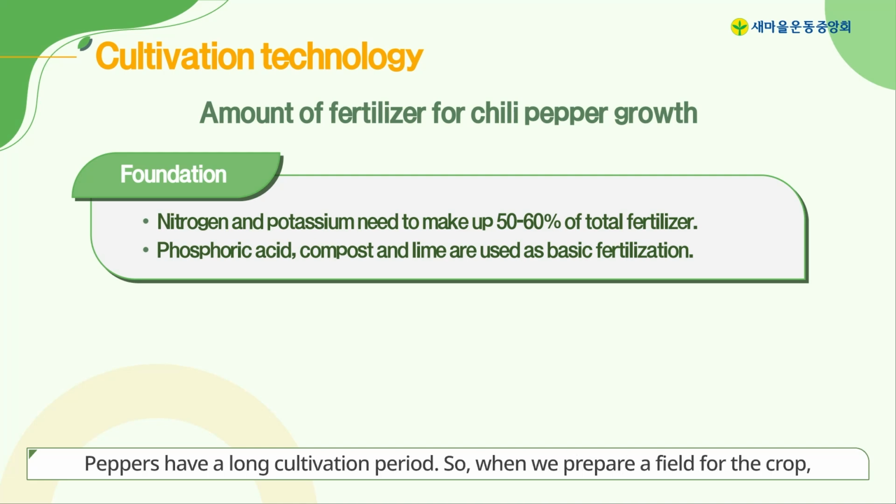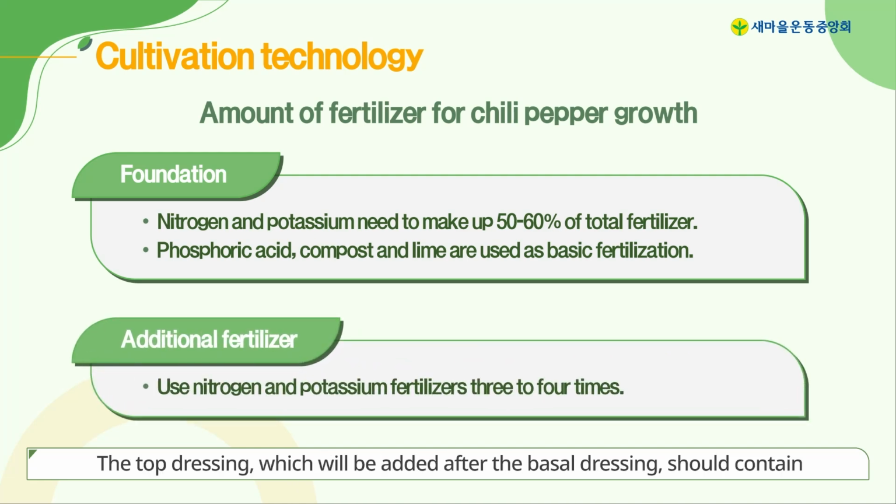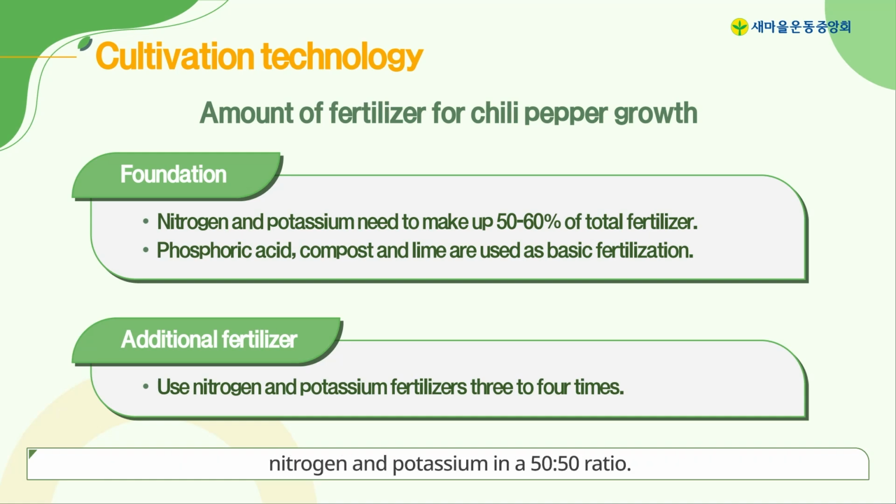Peppers have a long cultivation period, so when we prepare a field for the crop, we add fertilizers in addition to the top dressing. For the basal dressing, nitrogen and potassium should make up 50% of the total amount of fertilizer, and phosphoric acid, compost, and lime should be used all at once. The top dressing, which will be added after the basal dressing, should contain nitrogen and potassium in a 50-50 ratio. The dressing should be divided into 3 to 4 batches, with each batch spread over the field in 30-day intervals.